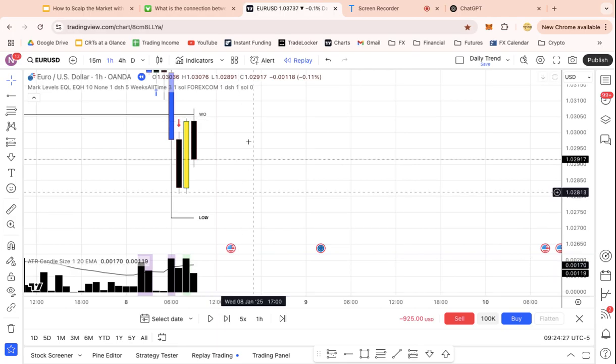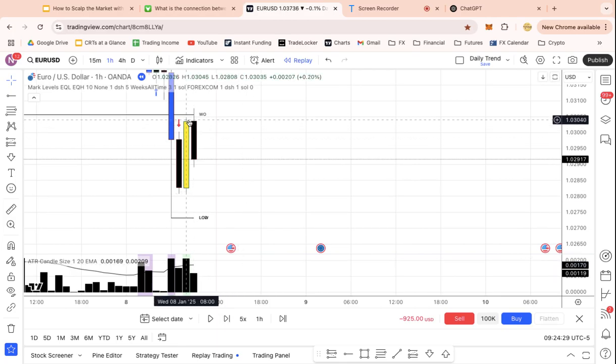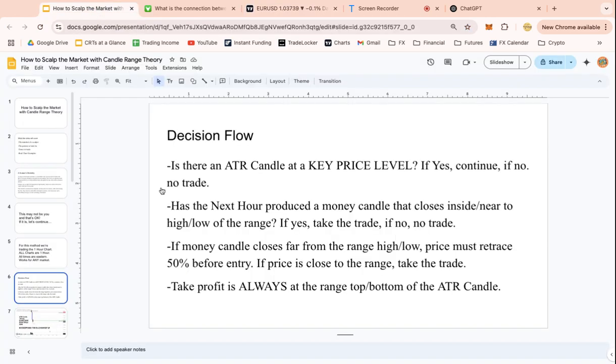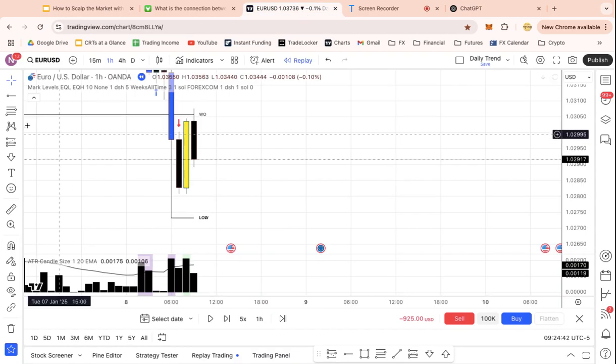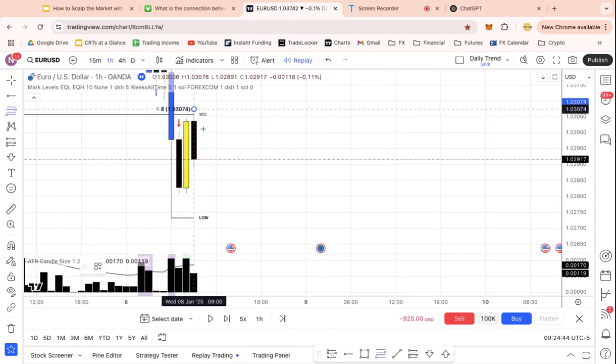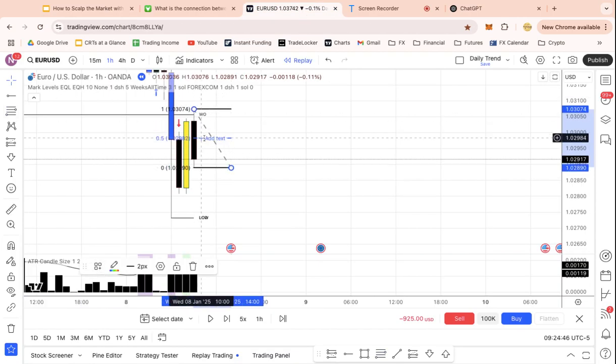All right, so, oh man, I missed this one. Well, no, okay. So this one, it did hit a key price level. But this is what I was talking about with this rule: if the money candle closes far from the range, price must retrace 50%. This is that example. Because the money candle is sizable, price would have to hit this level right here, the 50% of the fib, for me to get into that. Because the money candle's pretty much erased a lot of the range.